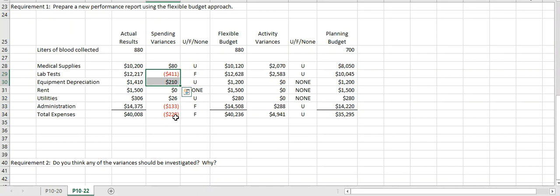So if it's a tiny bit of variation, like the $26 in utilities, well, in the grand scheme of things, that probably doesn't make a lot of difference. So you probably wouldn't want to spend a lot of management time investigating something that's not material. So it's just something to keep in mind when you're looking at variances. You're not going to look at every one of them. This company only has 6 expense items. In a real company, you could have hundreds or thousands. So you're not going to look at all of them. You're going to do the variance analysis and then pick out the ones that kind of catch your eye.